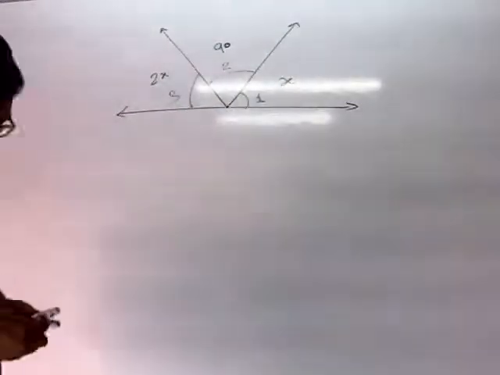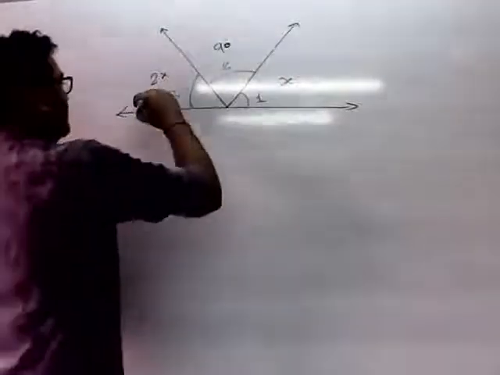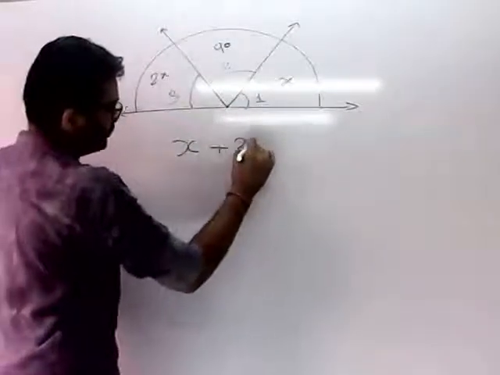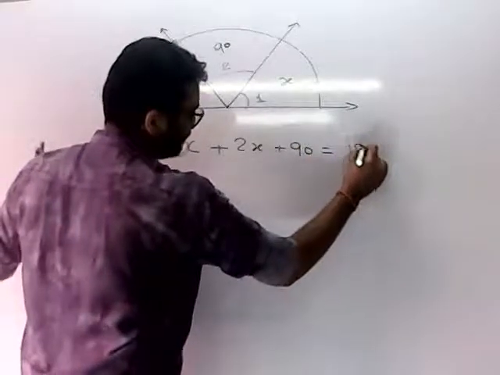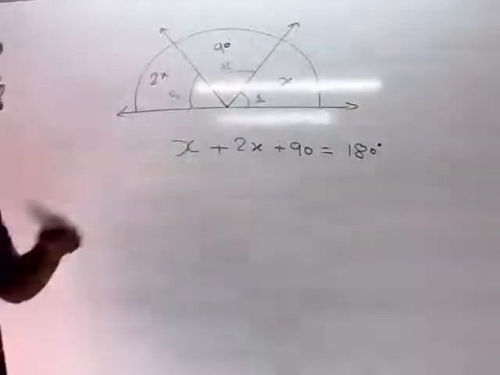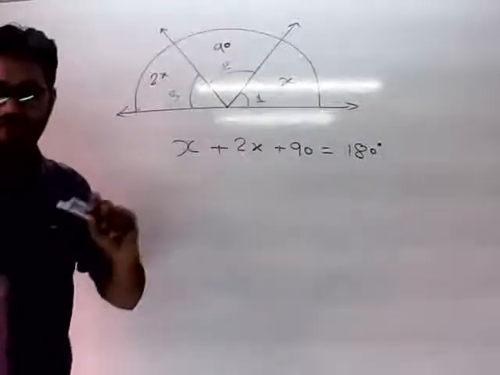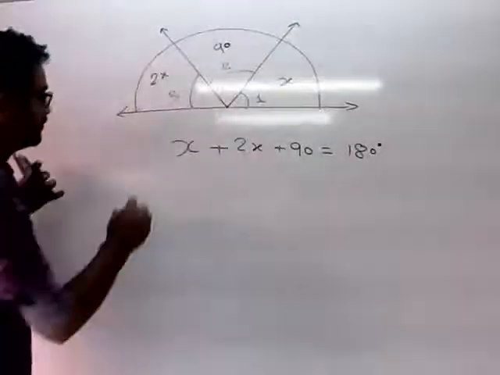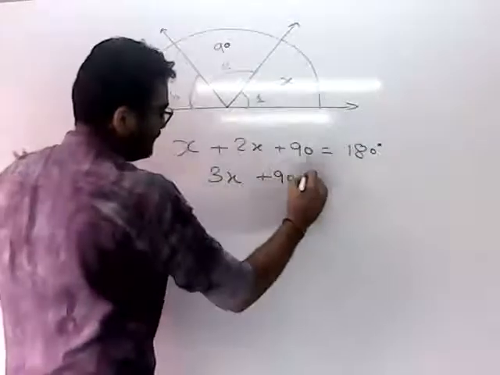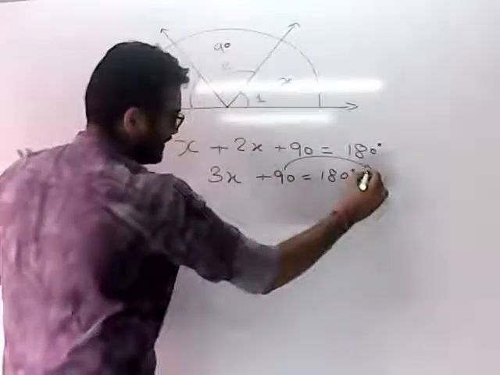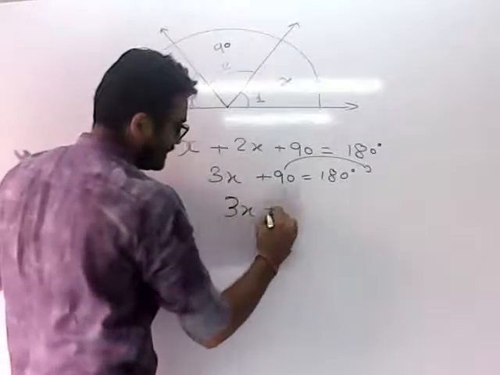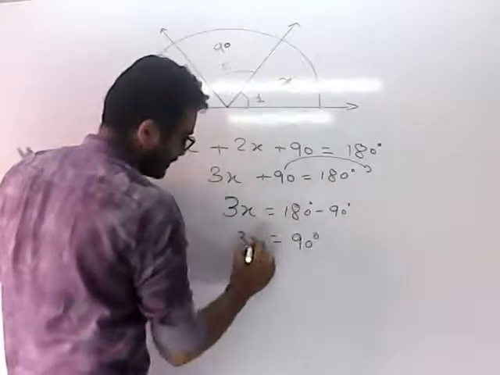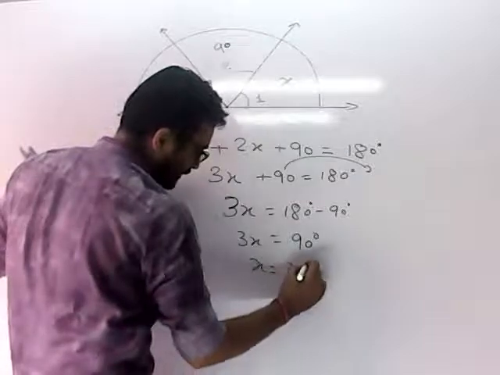Now, what will be there? One thing is fixed. What is fixed? If you take this whole angle, if you add x plus 2x plus 90, you will get 180 degree. Understood? If you add these three angles, what will you always get? 180 degree, if it is a linear pair of angles. So x plus 2x, we have 3x plus 90 is equal to 180. Now 90 goes to the other side, so that will be minus. So 3x is equal to 180 minus 90 degree, which is 90 degree. So 3x is equal to 90. So x is equal to 30 degree.